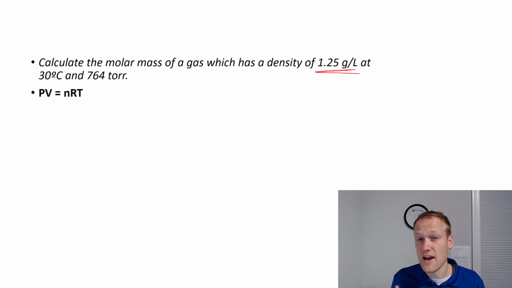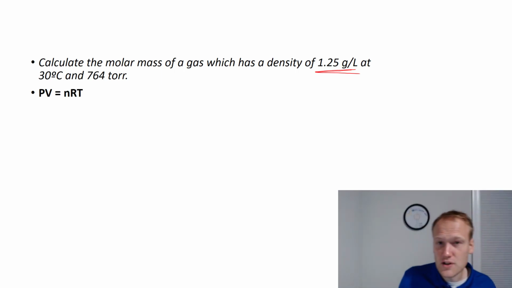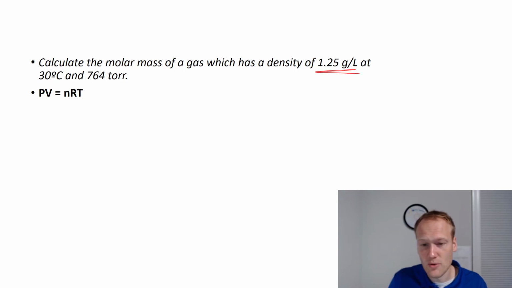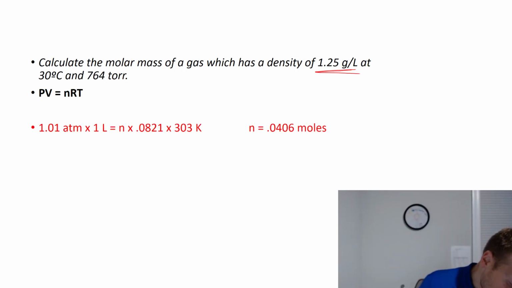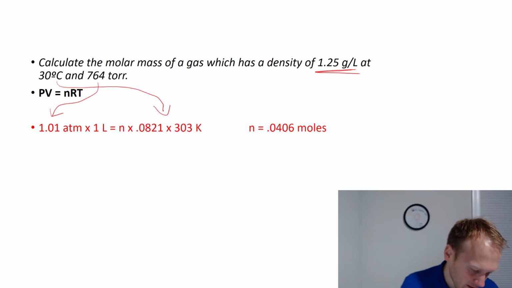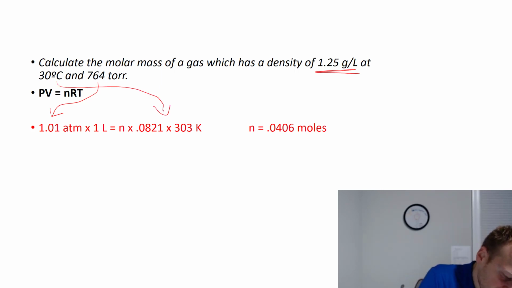In this next problem, they're asking us to use the density to find the molar mass. The first thing we're going to do is set up our PV=nRT problem as normal. We have 1.01 atmospheres and 1 liter. After we convert torr to atmospheres, we get 1.01, and we convert the Celsius temperature to Kelvin, we get 303. The other thing that we're doing in this problem is we're taking the density, which is 1.25 grams per liter. In other words, per 1 liter.